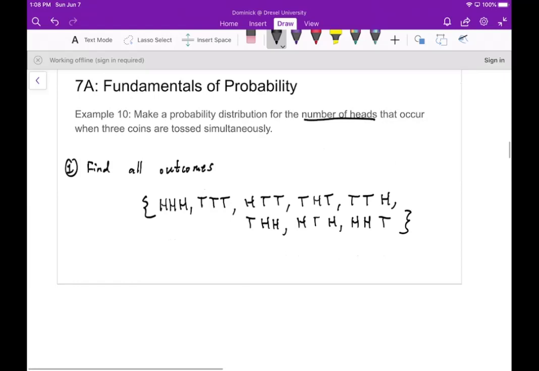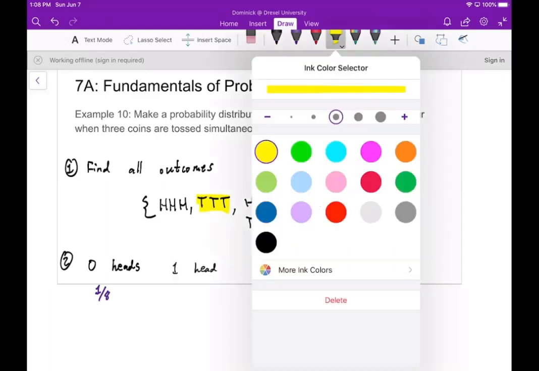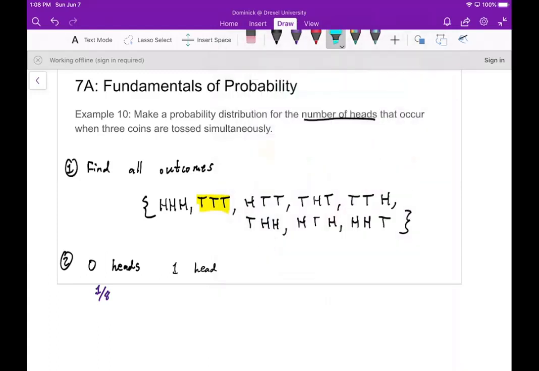Now, if I wanted the probability of 0 heads, right, then I only get 1 event there. That's this one. So that would be 1 out of 8. I could also then get 1 head, and that would be this one, and this one. So that gives us 3 out of 8.